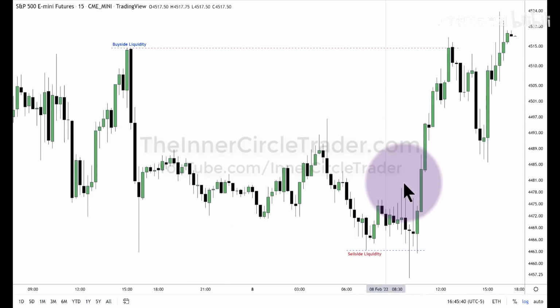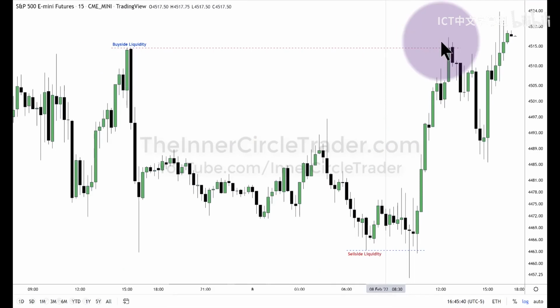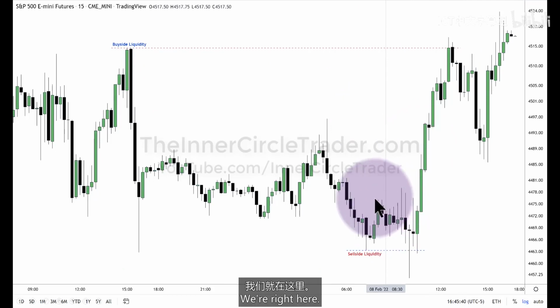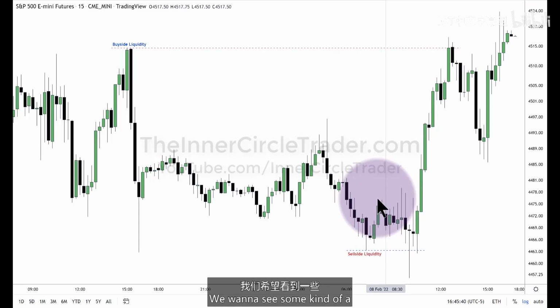Let's take a look at the S&P. S&P, similar situation here. High, that's the best case scenario for the day. This high here, that's where it could reach for, 830. We're right here. What's the point of expecting it to go above that? Not much. We want to see some kind of a protraction.